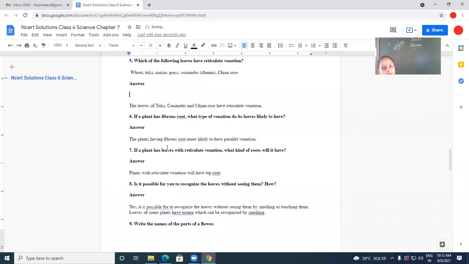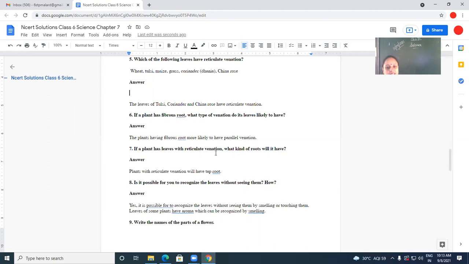Next we have, if a plant has fibrous roots, what type of venation do its leaves have? तो जब अगर plant में fibrous roots होते हैं, we know it will have parallel venation. We have already studied about this, है ना? If we have fibrous roots, तो उसमें parallel venation होगी, और अगर tap root है तो reticulate venation होगी, okay? So we already know, and in fact the question number 7 is also the same. If the plant has reticulate venation, तो कैसे roots होंगे उसके? It will have tap roots.